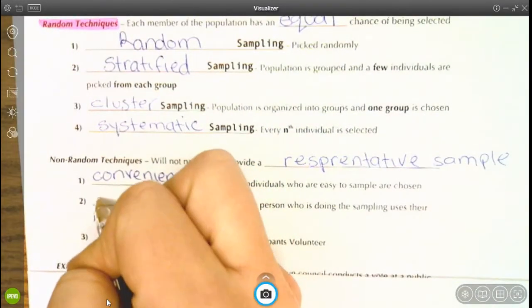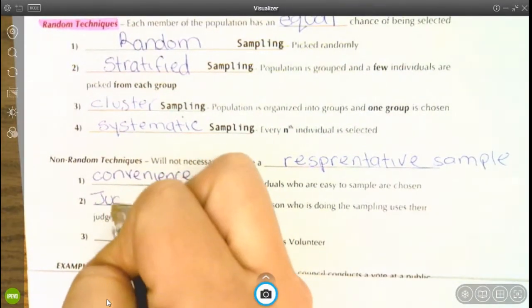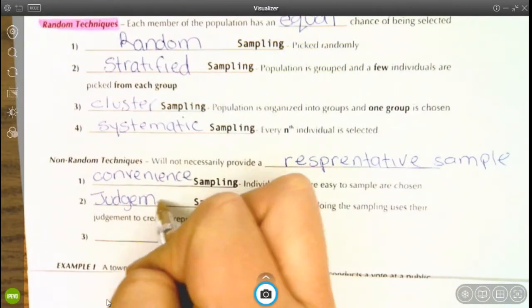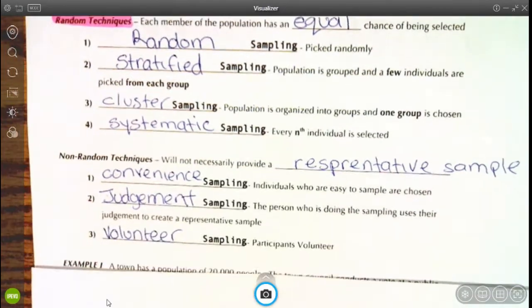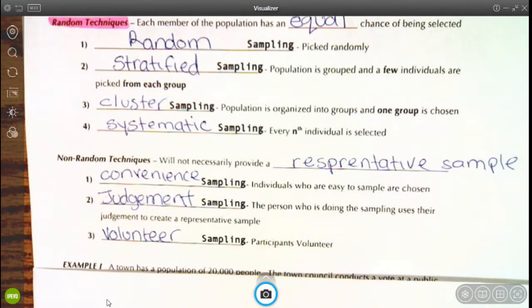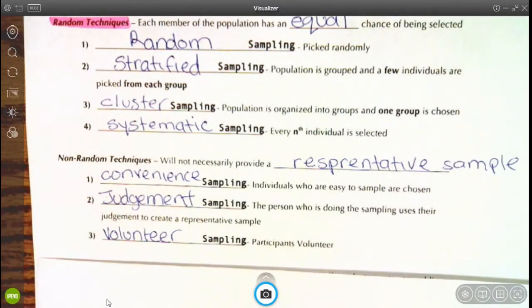Then we have judgment sampling. This is when whoever's conducting the survey decides who they think represents the population. So again, definitely bias there. Volunteer sampling is when people choose to participate. They choose to take the survey or be there. And again, that could be a certain type of participant, so that could lead to bias as well.